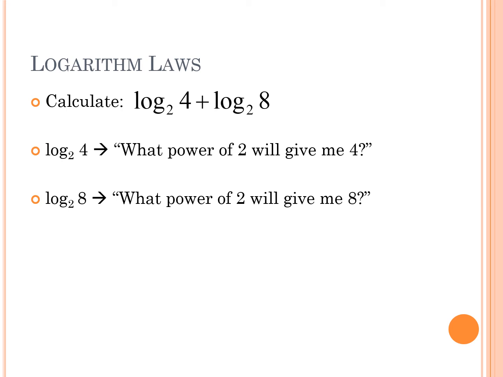So again, another way of looking at a log is asking yourself, okay, for the base, what power of 2 would give me 4? Or 2 to what power is 4? Same thing for log base 2 of 8. 2 to what power would be 8? And from both of those, hopefully you were able to do those in your head. The answers are 2 and 3. And so when we add both of those logarithms, we get 5.